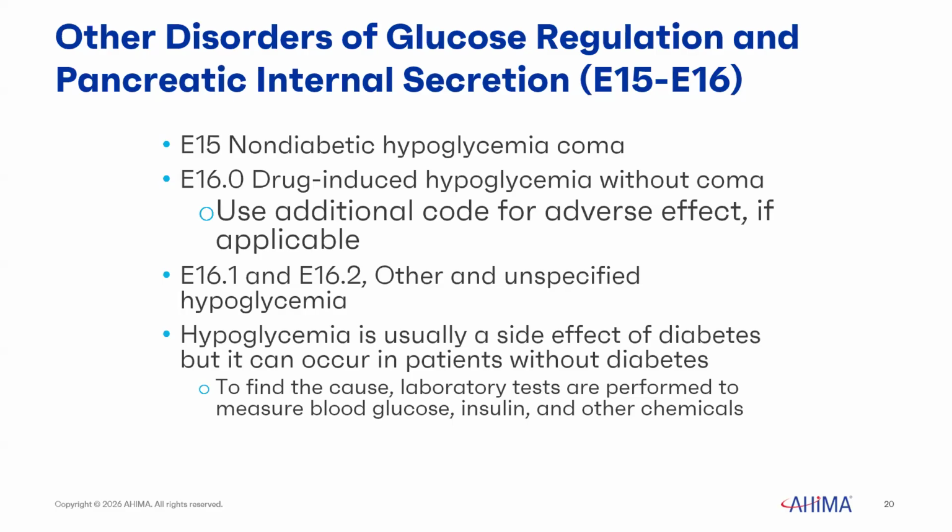Code E15 is used to describe a non-diabetic hypoglycemic coma. Drug-induced hypoglycemia, E16.0, is used in this drug-induced hypoglycemic case, and other unspecified hypoglycemia will fall into code subcategories E16.1 and E16.2. Hypoglycemia can occur without diabetes and requires lab tests for a complete diagnosis.